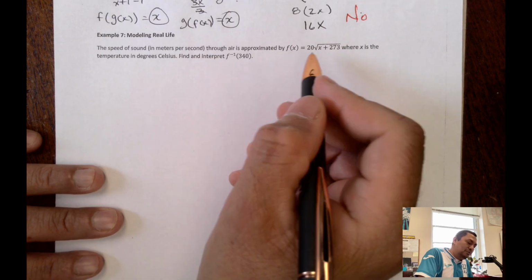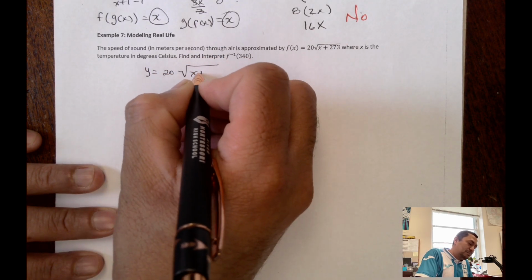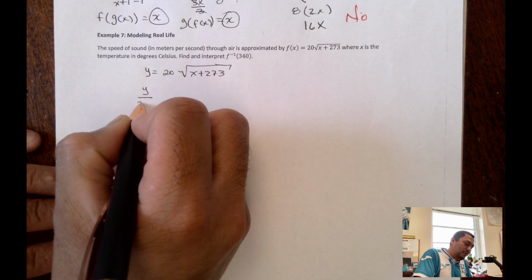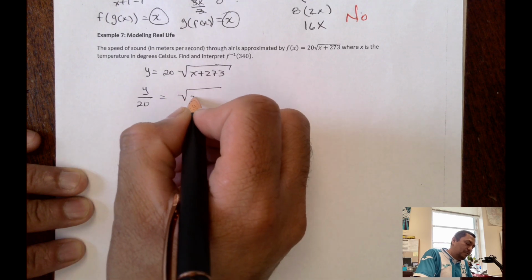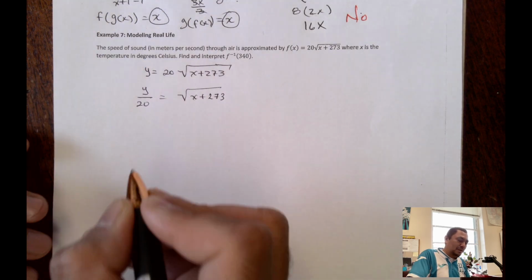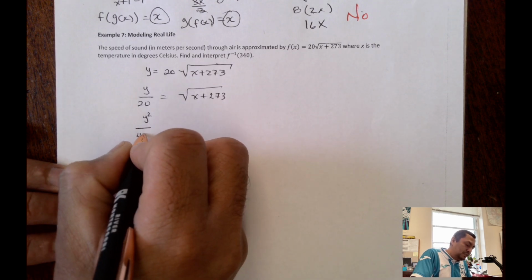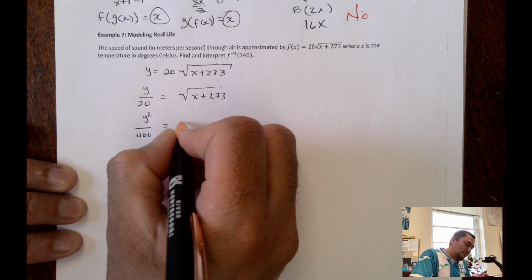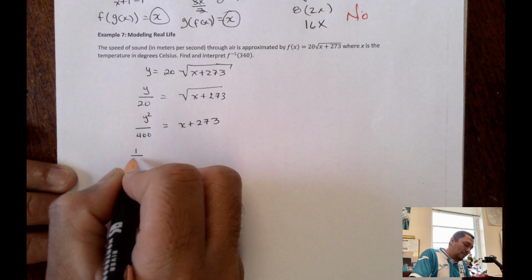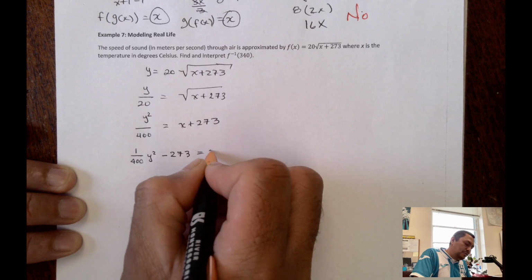So what I have here is I'm going to find the inverse. So I have y equals 20 square root of x plus 273. Okay, so I'm going to have y over 20 equals the square root of x plus 273. I'm going to raise both sides to the second power. So I have y squared over 400, since 20 to the second power is 400, equals x plus 273. So I have 1 over 400 y squared minus 273 equals x.